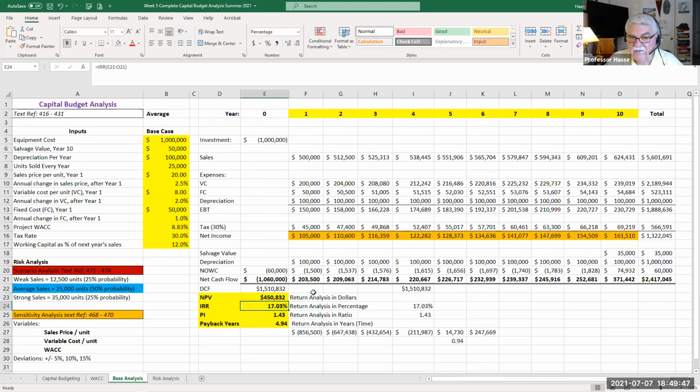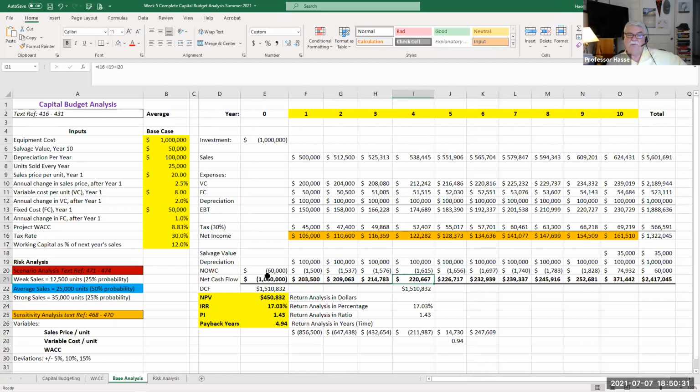The internal rate of return is taking this cash flow and the investment over the 10 years and determining what is the return in percent. A little bit over 17%. And why we know that is good, because with our cost of capital being 8.83%, we're almost doubling it in return. The profitability index is a ratio of the discounted cash flow to the investment. Hopefully it's always over 1. And the payback is a straight dollar payback over the life of the project.